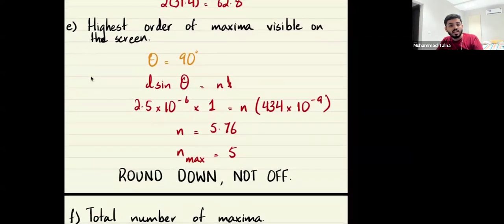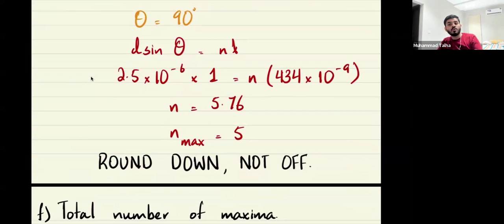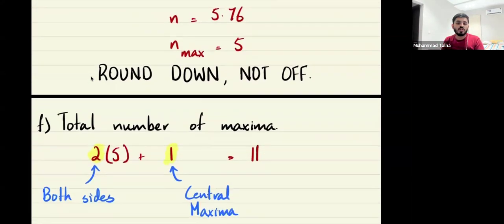And then another related part which is asked is the total number of maxima. So as we talked about, you have 5 on this side, 5 on this side, and 1 in the center. So 5 and 5 and 1 makes it 11. So it's the greatest number of maxima times 2 plus 1 for the central order maxima.